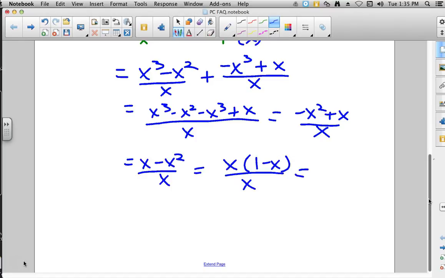And then I can cancel, because remember, canceling is a form of division. So we have to see multiplication in order for us to divide that out. And this will give us what we needed to get, which is 1 minus x.